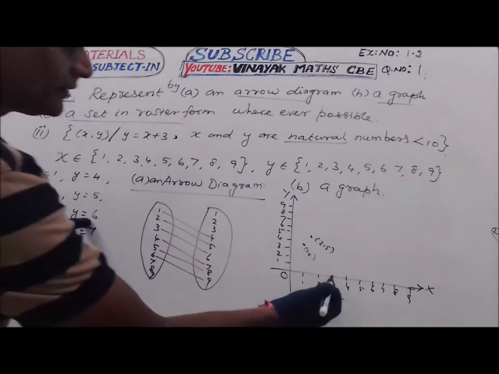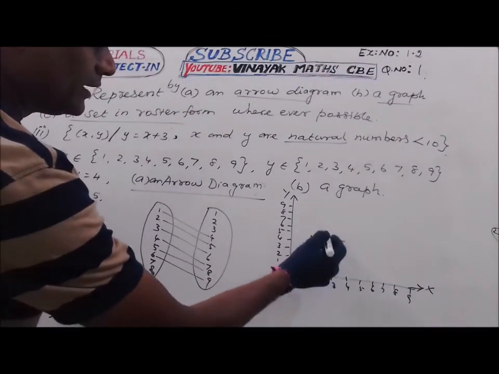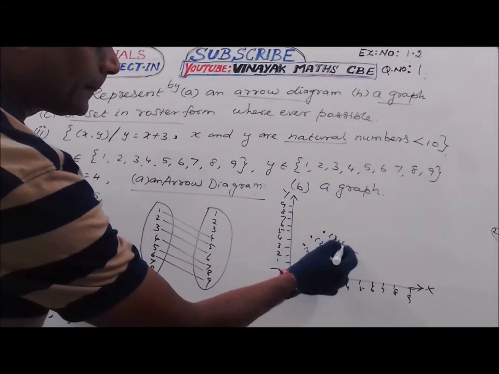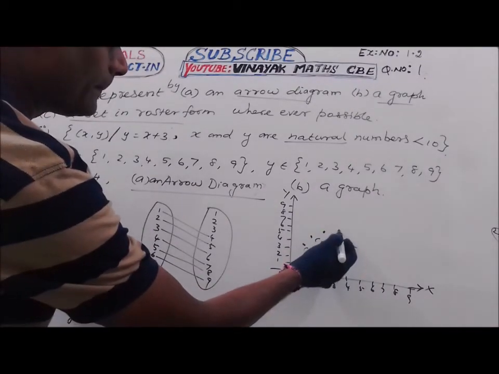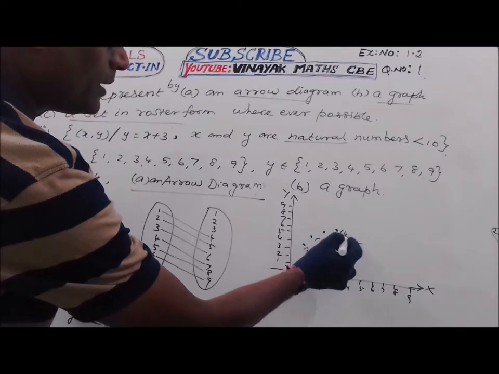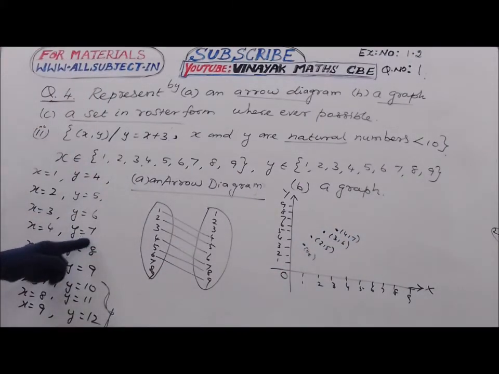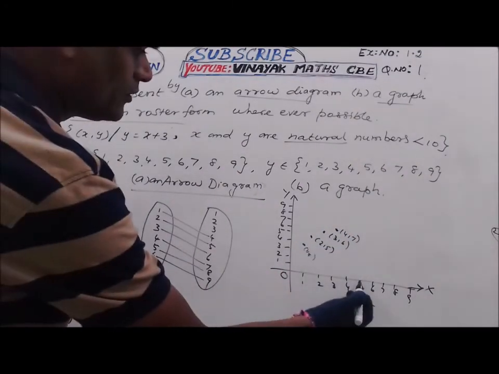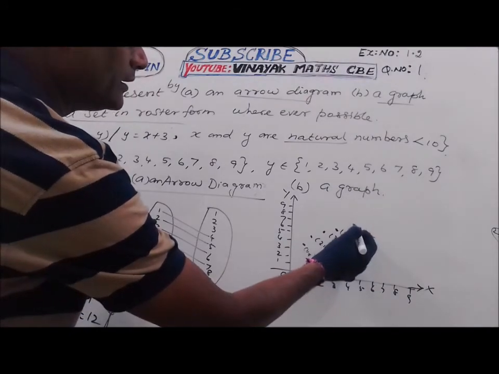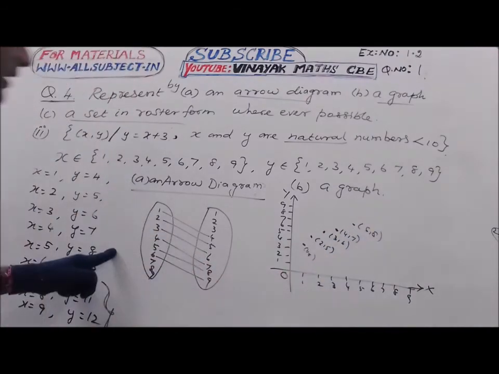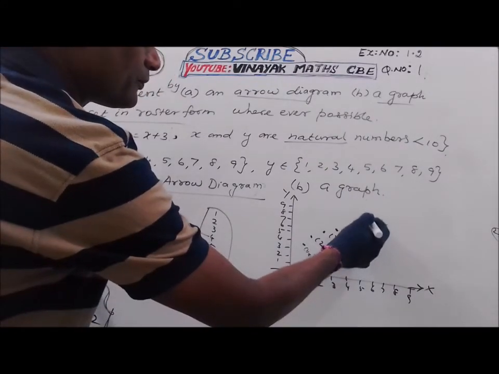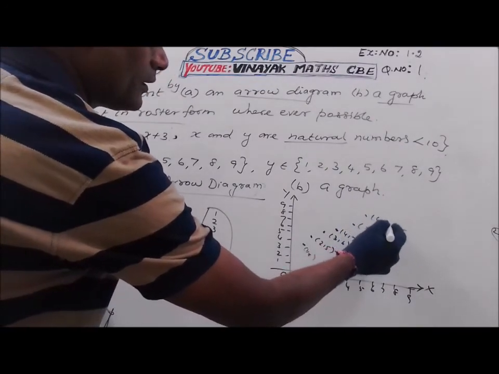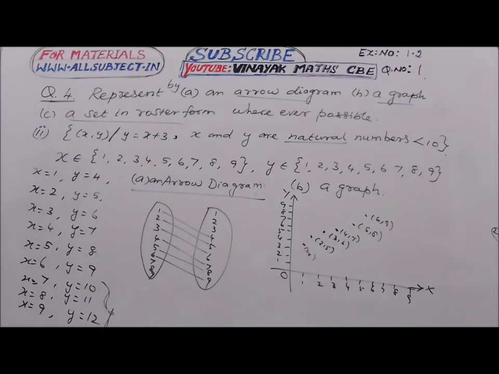Then (3, 6) here, and (4, 7), and then (5, 8), and then (6, 9). So this is our required graph.